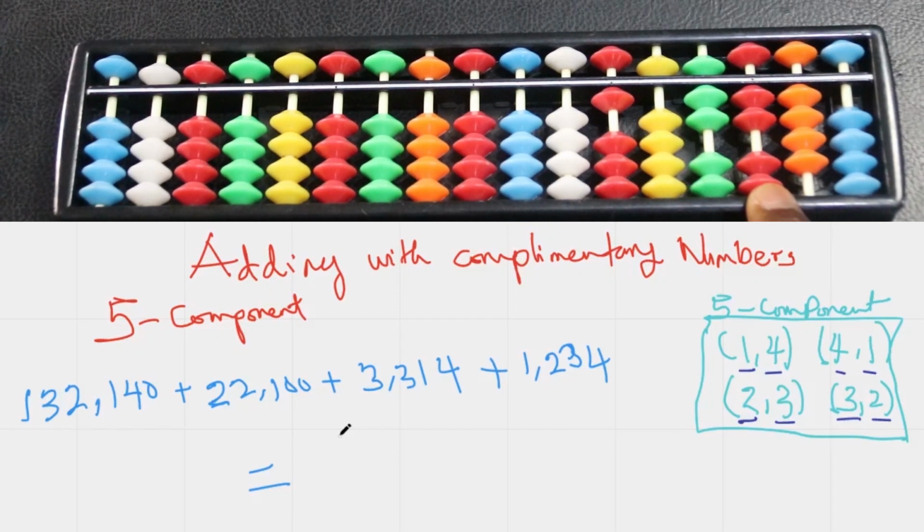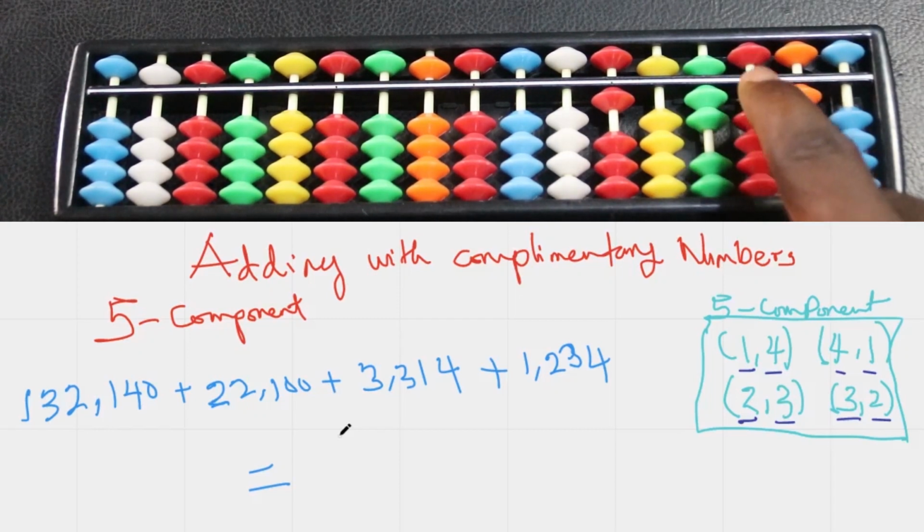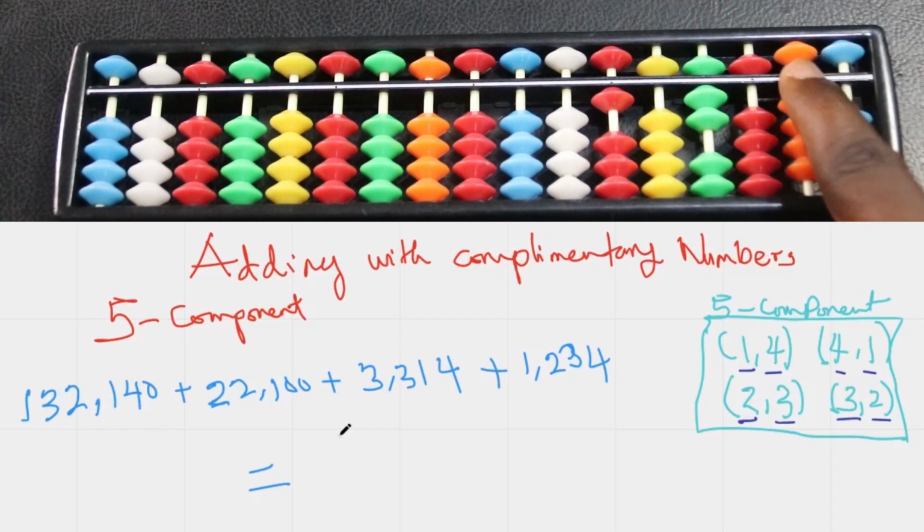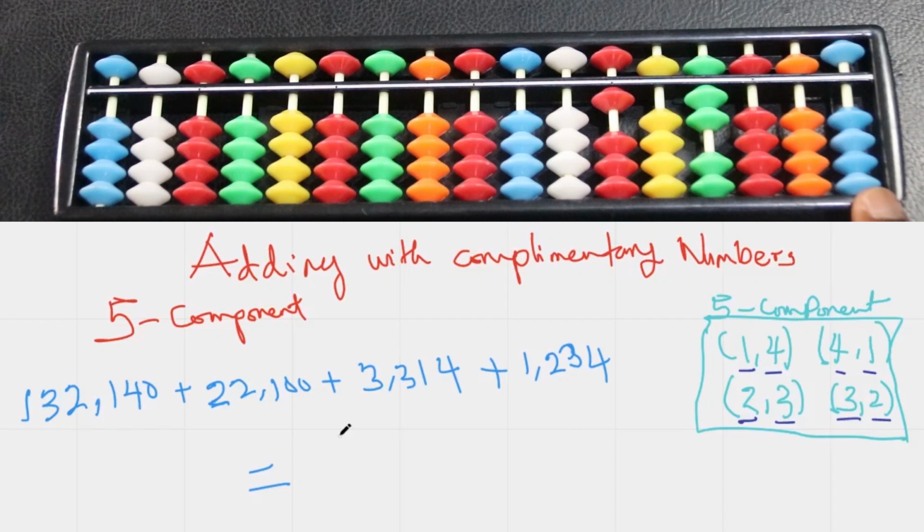I do not have 3. What's the 5 component of 3? I'll remove 2. I will add 5. This 1, I want to add 1. I don't have 1. What's the 5 component of 1? That's 4. I will remove 4 and add 5. Here, I want to add 4. I have 4. I can add 4.